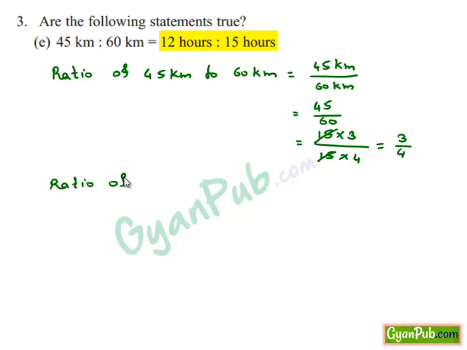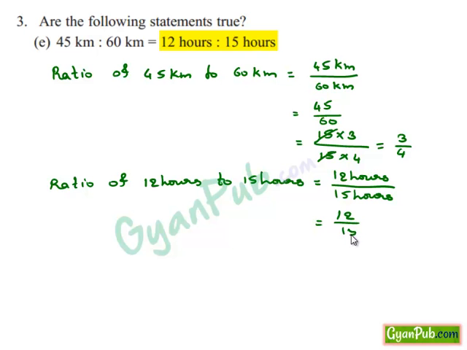Similarly, ratio of 12 hours to 15 hours is equal to 12 hours upon 15 hours. Here both are having same units, that is in hours. So we can cancel out the units and we will get the fraction as 12 upon 15. Here 12 is 3 times 4 and 15 is 3 times 5. Now 3 in the numerator and 3 in the denominator gets cancelled, which gives the ratio of 12 hours to 15 hours as 4 upon 5.